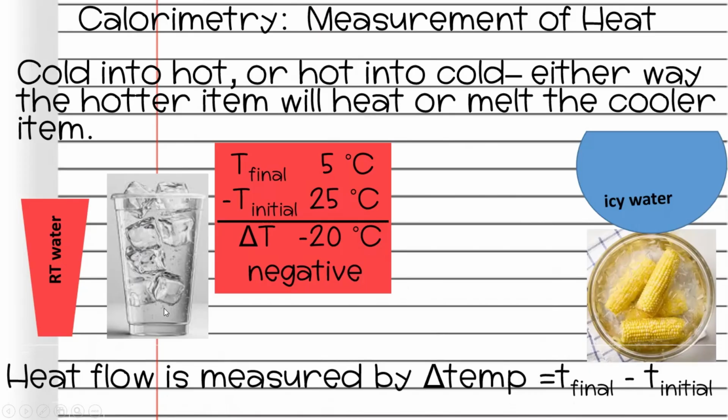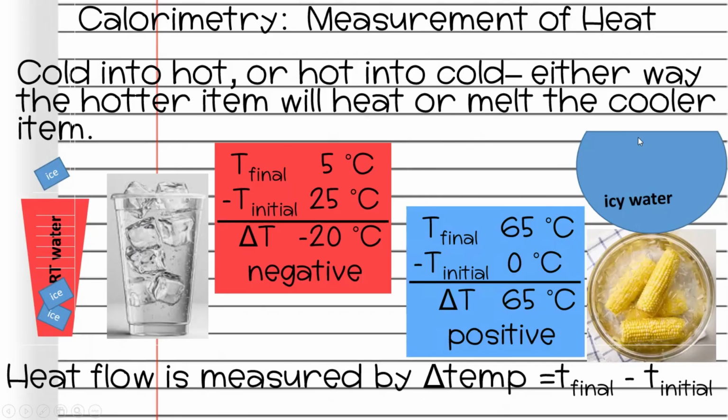So if the room temperature water was 25 degrees Celsius and you added ice cubes to it, the final temperature after a small amount of time might be 5 degrees Celsius. So we would say the change in temperature was negative 20 degrees Celsius. So delta T is negative when something was warmer and it has cooled down. So if it loses heat, delta T is going to be negative.